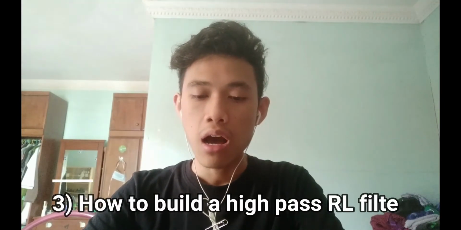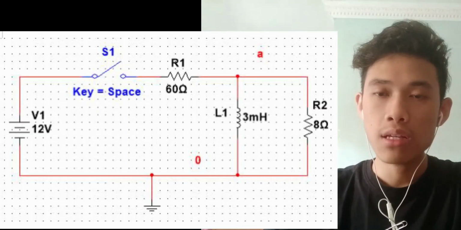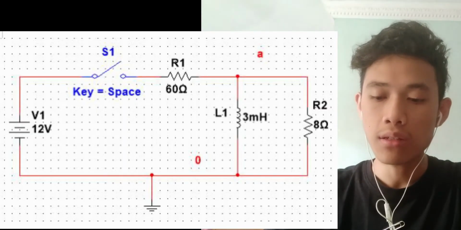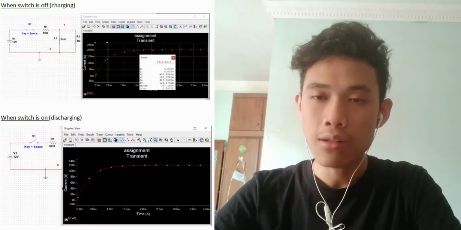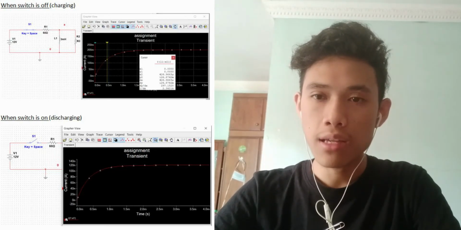Number 3, how to build a high pass RL filter? Just like with the RC circuit, we use a function generator, a resistor, and an inductor. We use an oscilloscope to check the signals. We can do all this in the lab for better understanding. And as we all know, the circuit will form a high pass filter, passing high frequency signals through the inductor.